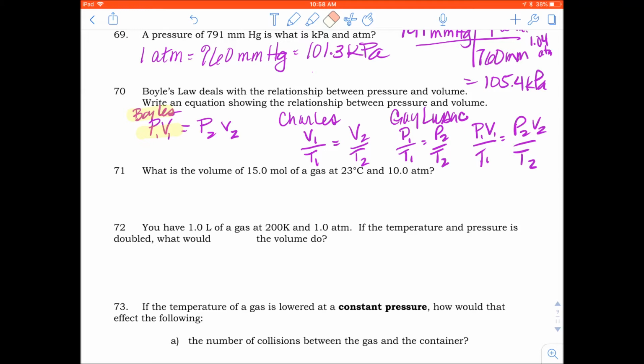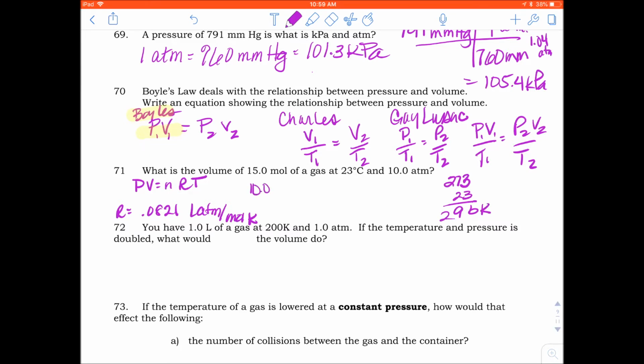Question 71. What is the volume of 15 moles of gas at 23 degrees Celsius and 10 atmospheres? Now we're going to use PV equals nRT. Pressure and volume, this is the ideal gas law. The ideal gas law constant, R, is 0.0821 liter atmospheres over mole Kelvin. That is what you all calculated in the gas lab that we did on the 19th and 20th of April. So we just plug and chug for this one. N stands for moles. We have to remember that temperature always has to be in Kelvin. So we have to take 273 plus 23 for 296 Kelvin.